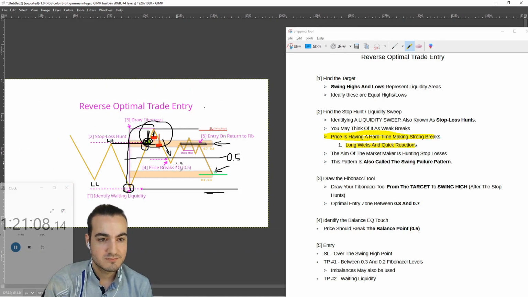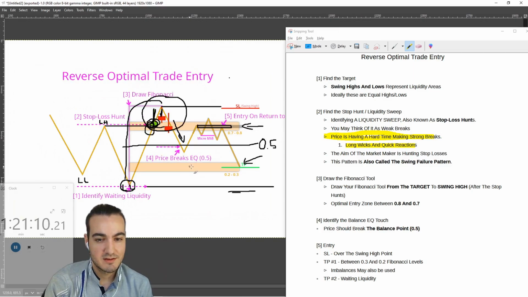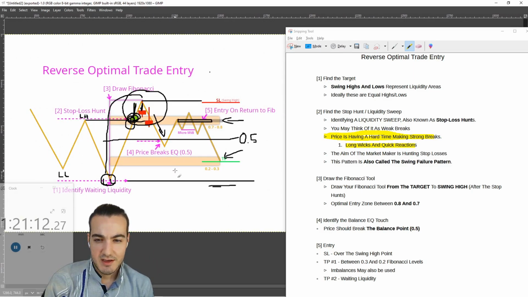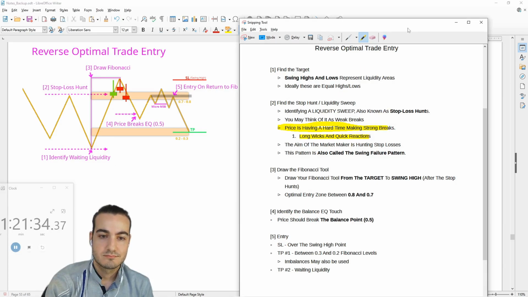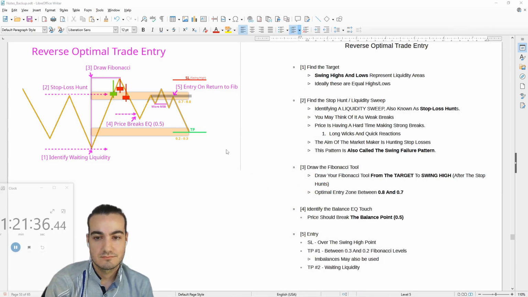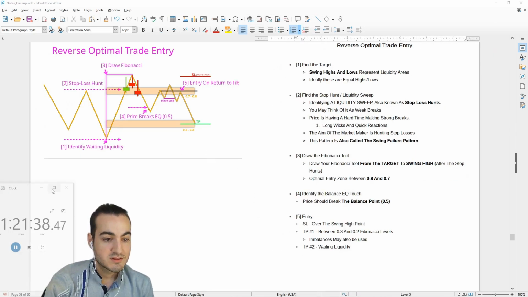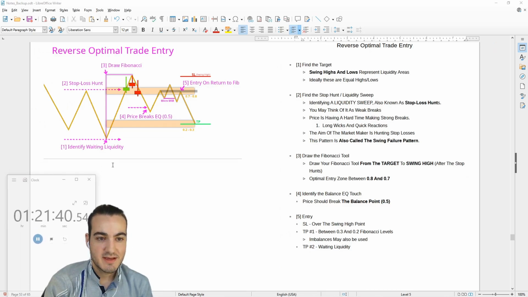Yeah, I like it. Not too hard to understand. Should be pretty easy to identify. Okay, cool. So now we will move on to the example.